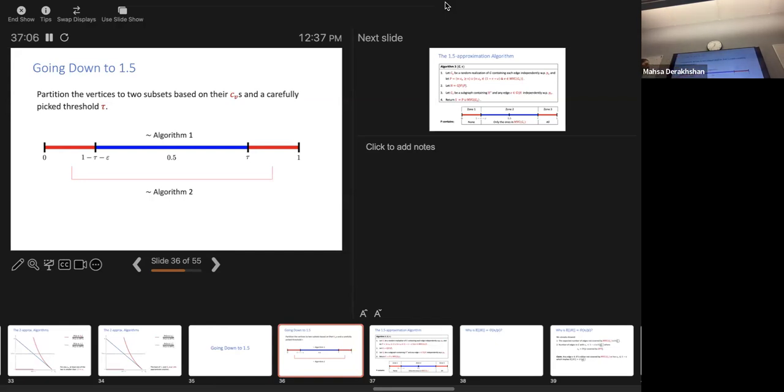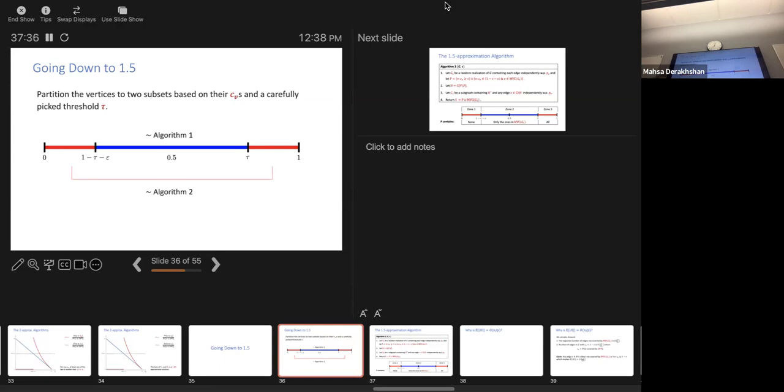Right? So we'll design an algorithm that treats these vertices as if they were in algorithm 1 and treats these as if they were in algorithm 2. Right? So the probability of this vertex being taken by this algorithm would be the same as that vertex being taken by algorithm 2, and the same for these, but algorithm 1.